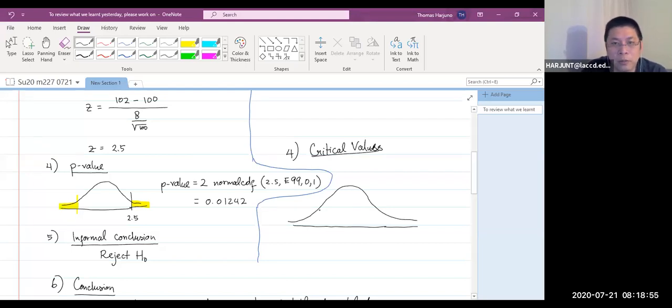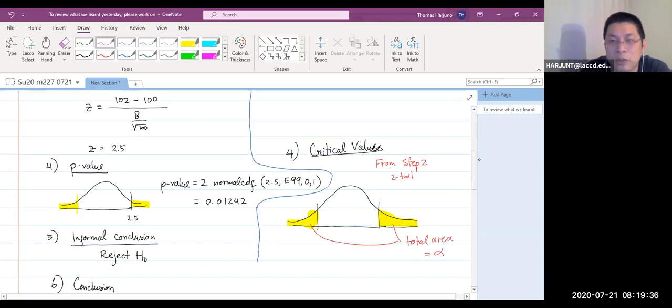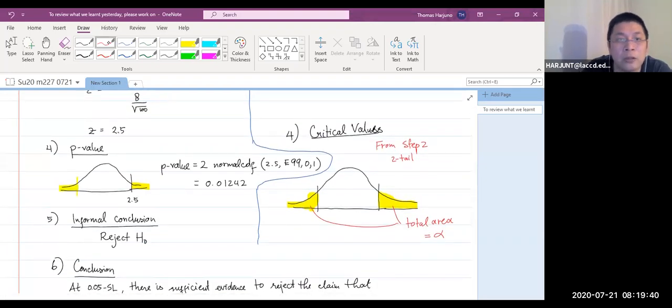Because this is two-tail, the area to the left plus the area to the right should be equal to alpha. From step 2, we see that it's two-tail. So the total area of these two should be equal to alpha, in this case 0.05. Now, the question is, what is this z-score here? Not z, but z critical. This number here will be the opposite of that.